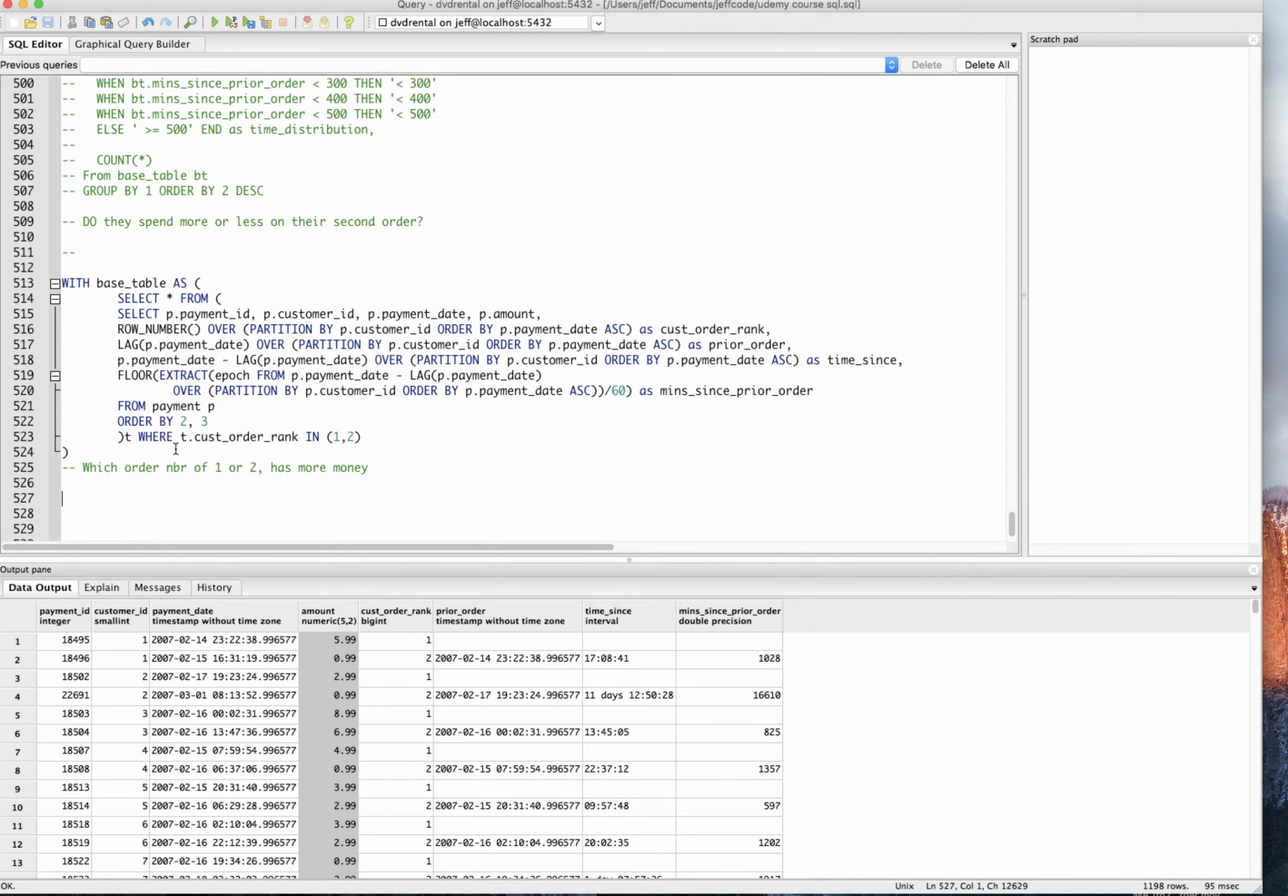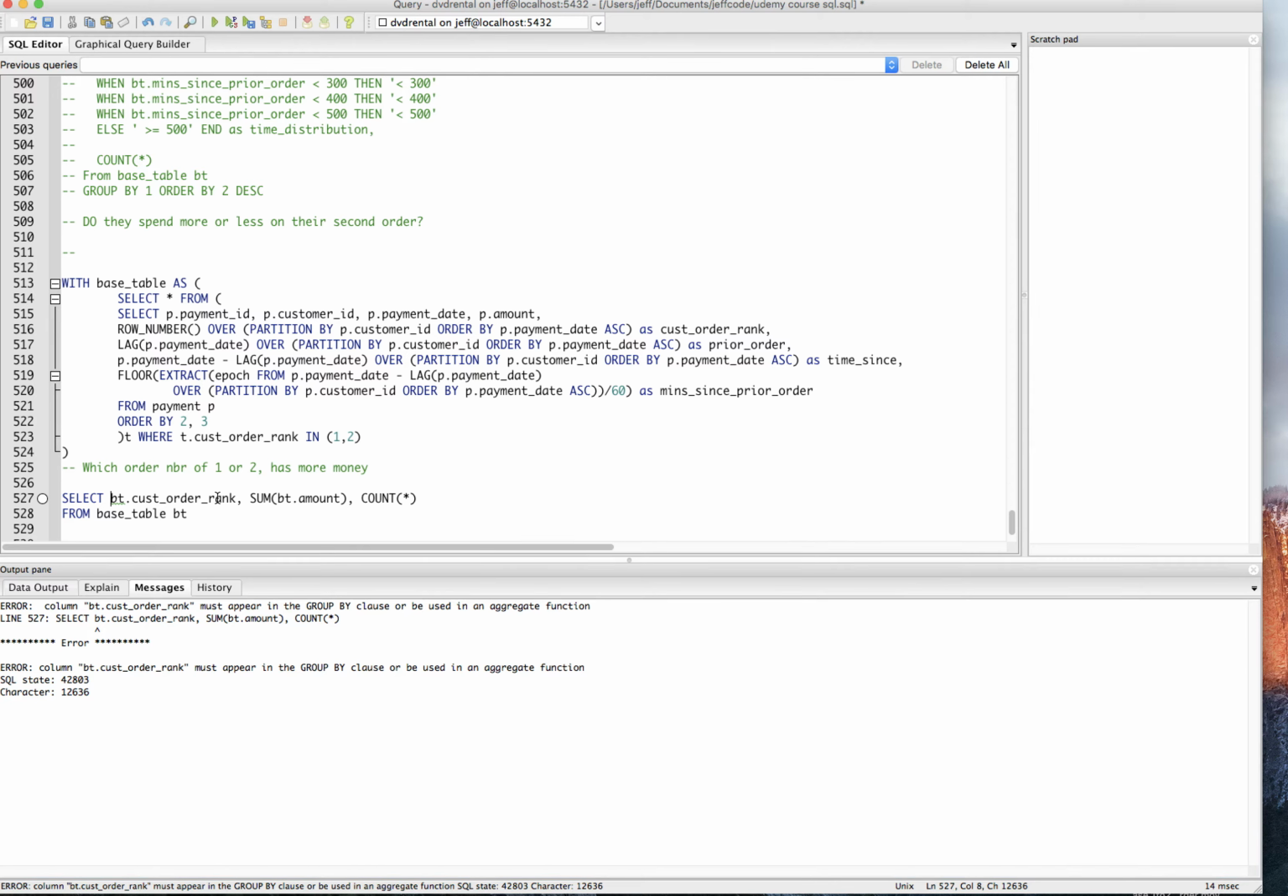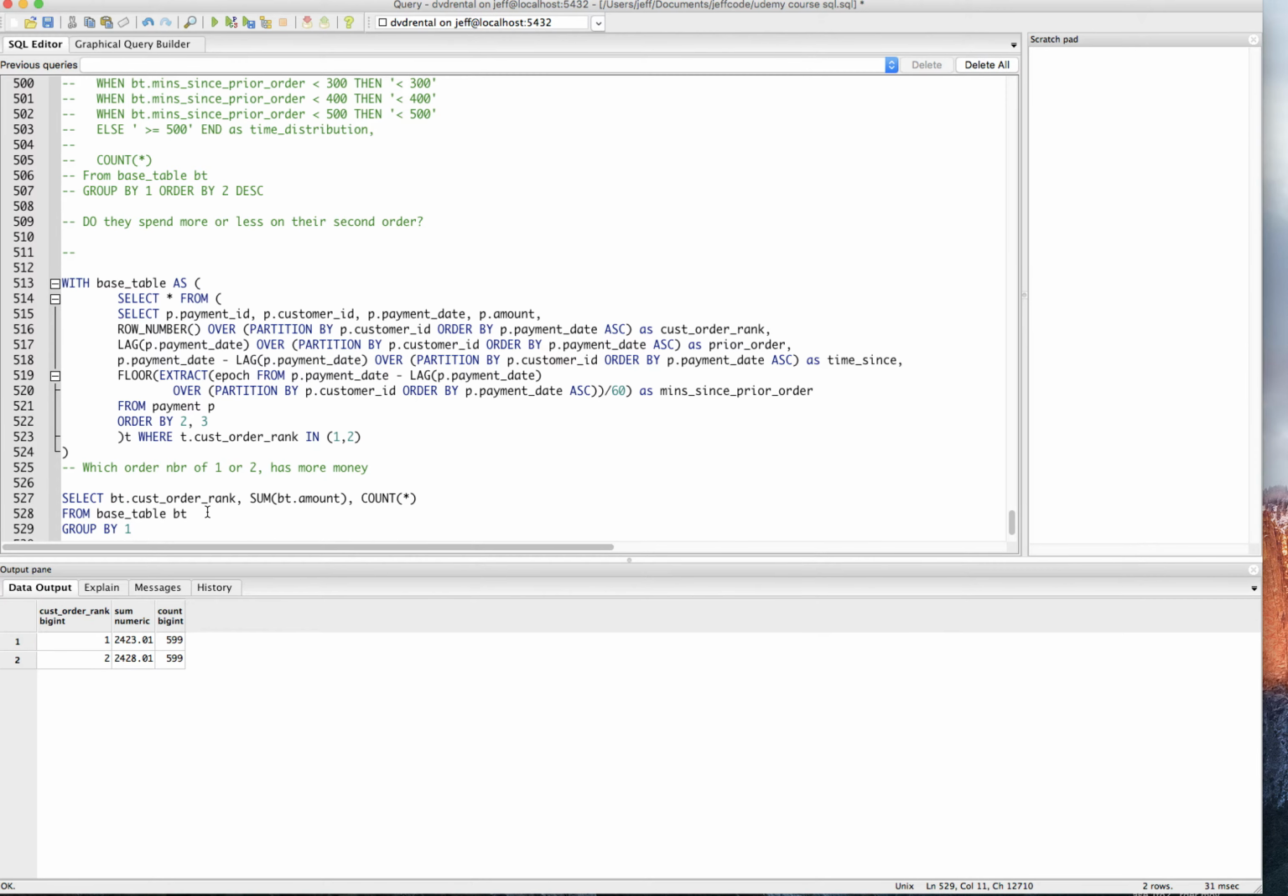So let's see what we need. So we need BT, I'm going to call base table BT, customer order rank. I'm going to get the amount, and I'm going to do a count, and I'm going to do it from base table BT, and I'll just let the group by error run its course because this is a column that needs to be grouped. Don't forget to group by it. So we're going to group by it.